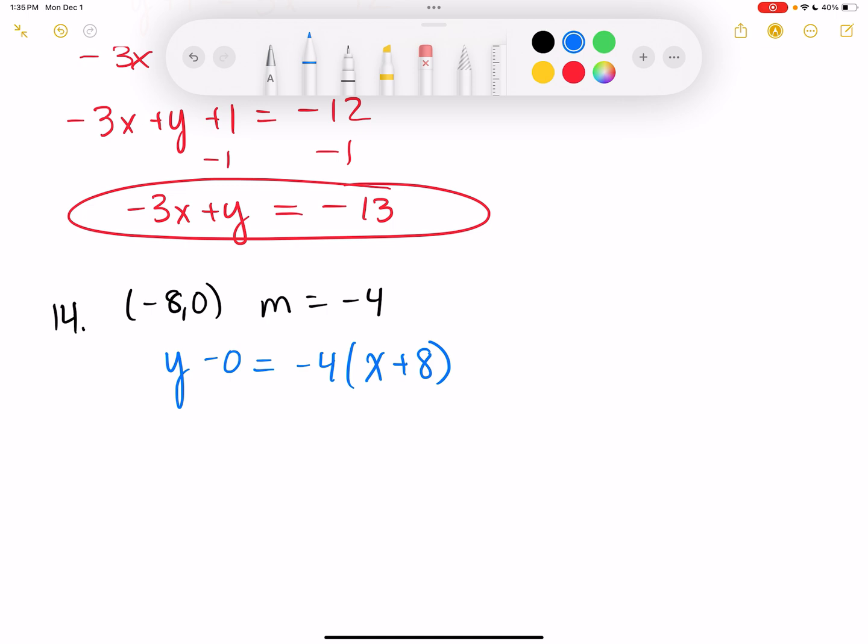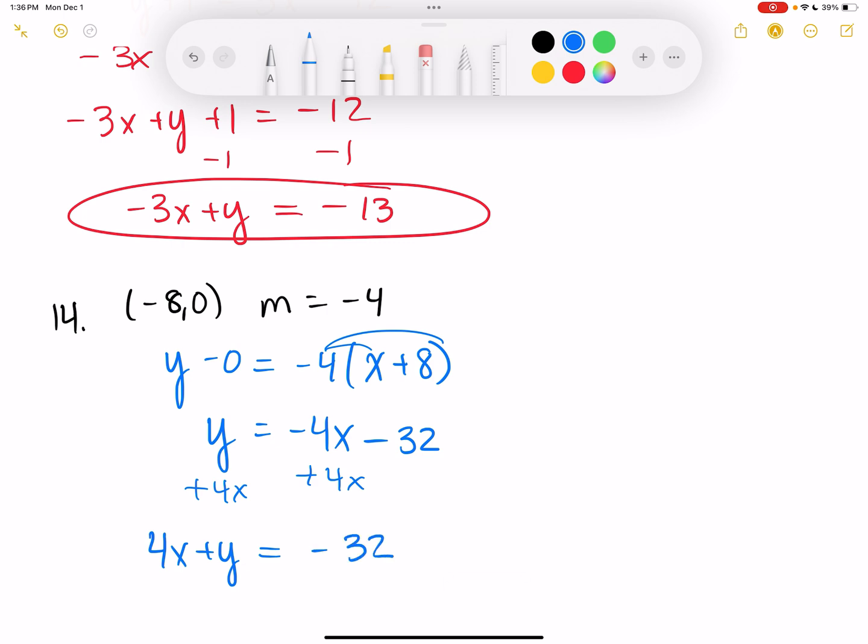So over here now, I don't need to rewrite this 0, so I'm just going to have y equals, distribute this -4, -4x minus 32. Now I need to get the x's and y's on the same side, so I'm going to add 4x to both sides. So I have 4x plus y equals -32.